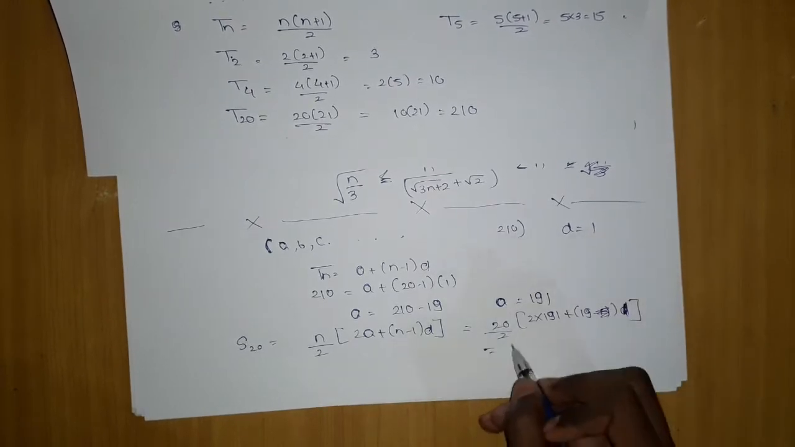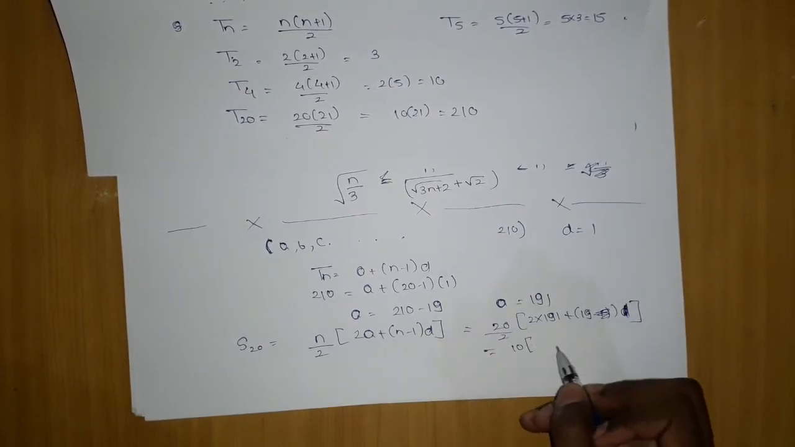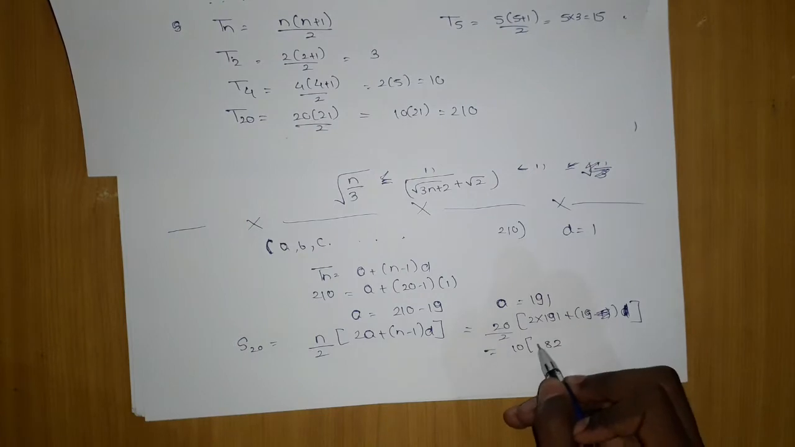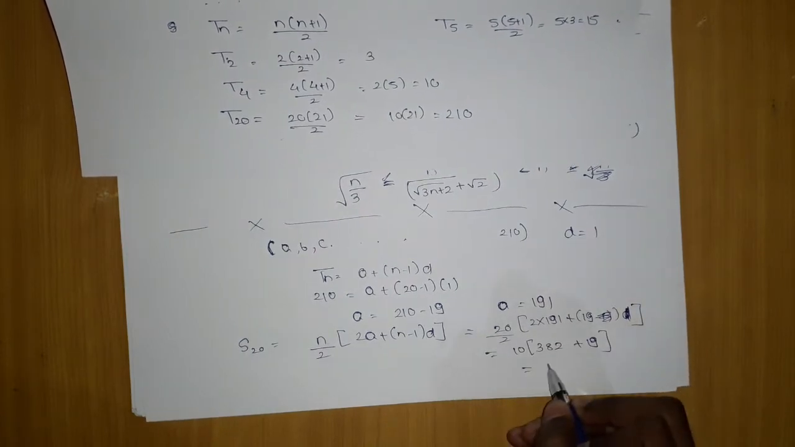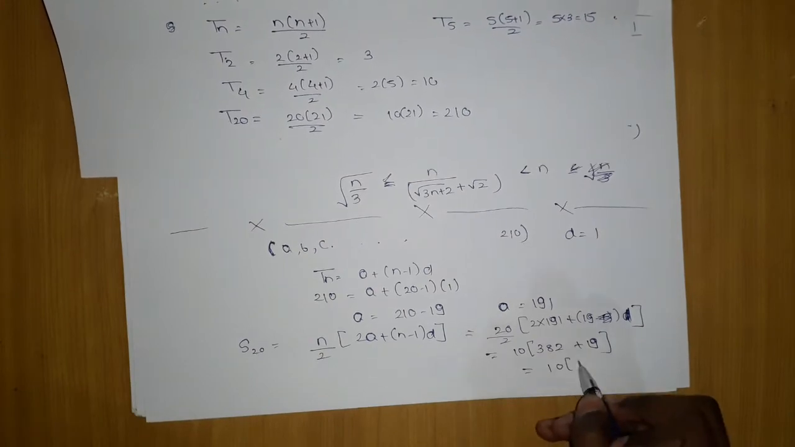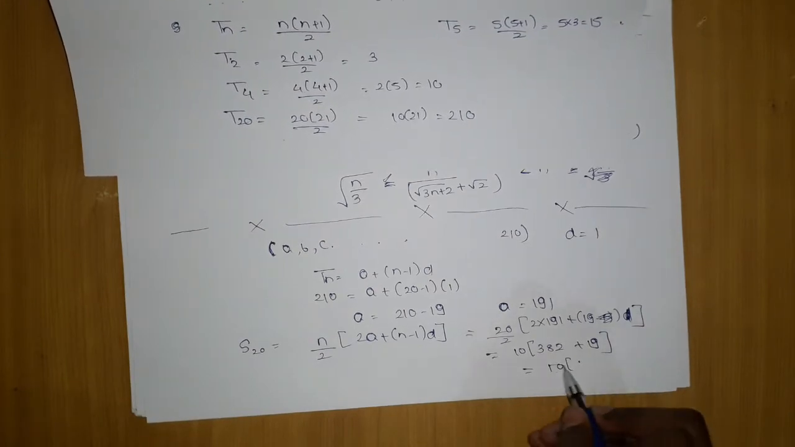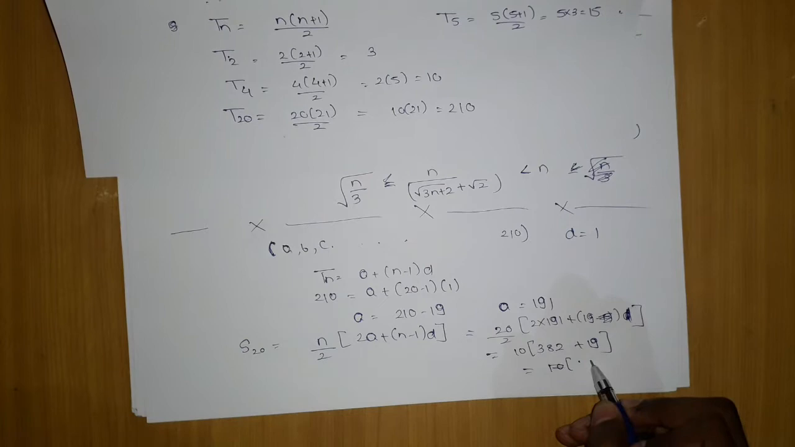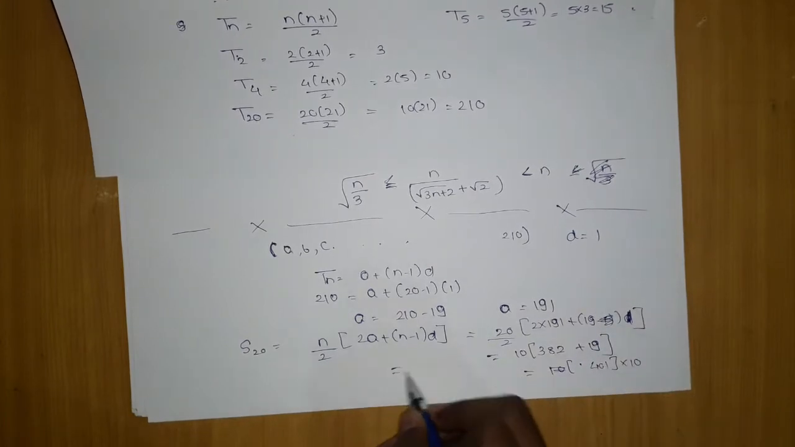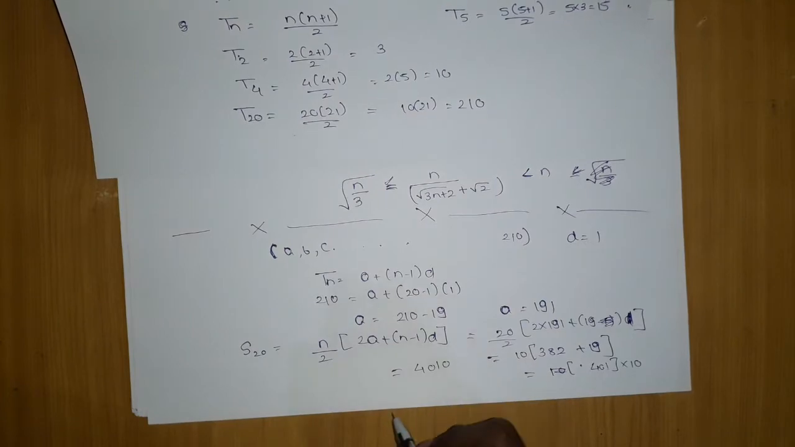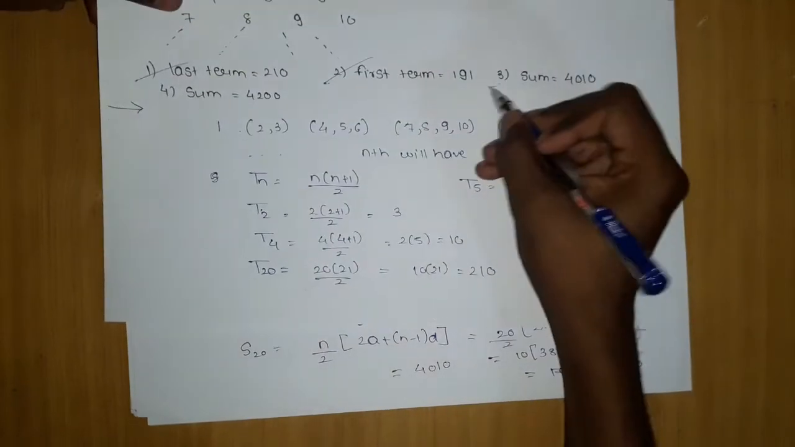Okay, so here it will become 10 into, okay, 2, 8, 3 plus 19, which will give me finally 401 into 10, which will give me the final answer 10101. Okay, so third is also correct.